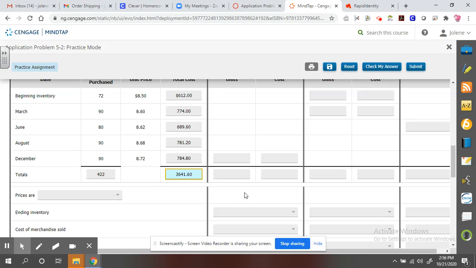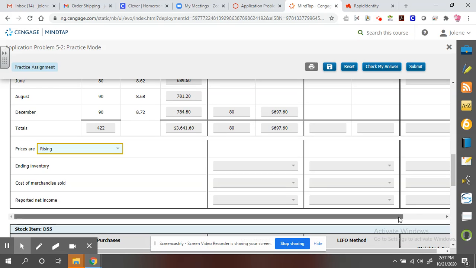Okay. Now the book tells us on this one that we've got 80 left over. So here we got 80. We got to multiply it, 80 times cost, which is 872. 697.60. That's your ending inventory. Oh, okay. So over here it says it wants to know, are the prices going up or down? 850 to 872. They're going up.